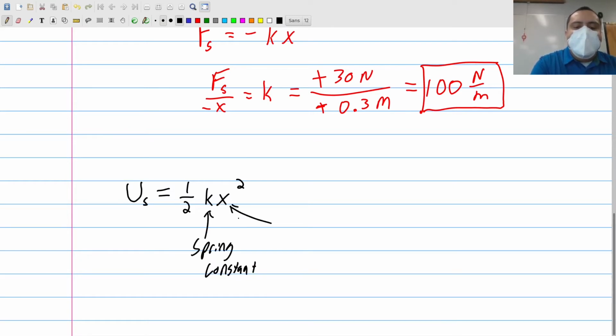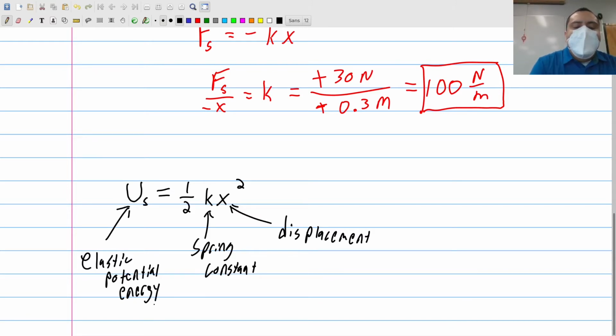And x is going to be the displacement from equilibrium again. The difference is this time, instead of finding the force, we are finding the elastic potential energy. Now, this works for most springs, but we have to be careful because some stretchy materials don't obey Hooke's law. They are not proportional to how much you stretch them. So a regular spring, the farther you stretch it, the more it wants to pull back together.